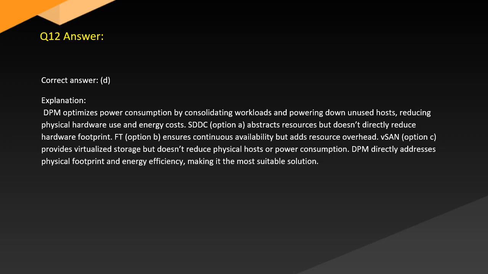SDDC, option A, abstracts resources but doesn't directly reduce hardware footprint. Option B ensures continuous availability but adds resource overhead. vSAN, option C, provides virtualized storage but doesn't reduce physical hosts or consumption. DPM directly addresses physical footprint and energy efficiency, making it the most suitable solution.